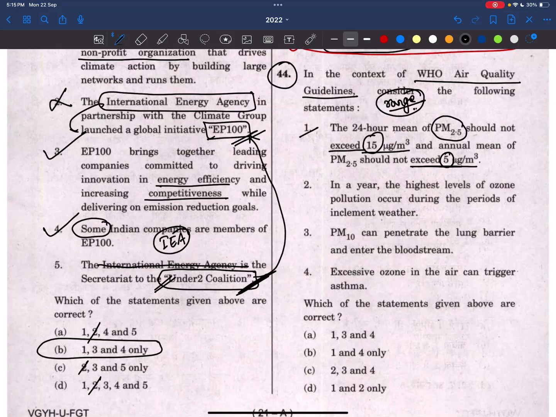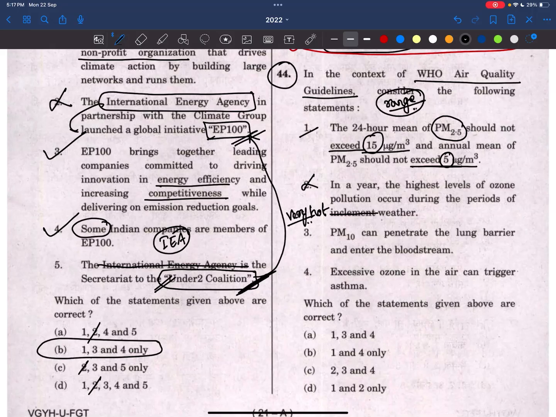So let's keep this statement aside. Okay, we may know or we may not. Now let's see the second and third statements. In a year, the highest level of ozone pollution occurred during the periods of inclement weather. No, it occurred during the very hot weather. Okay, and because of human activities also, production of ozone will be triggered. So the second statement is false.